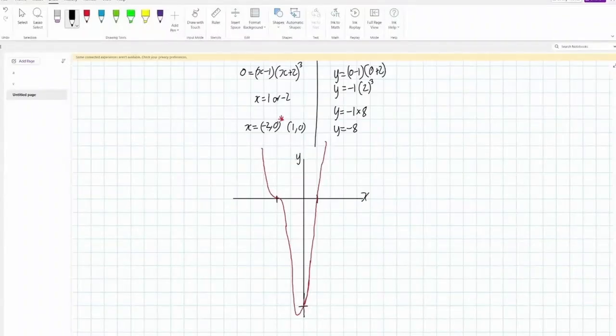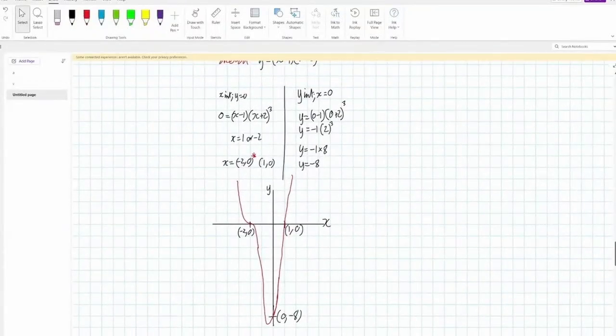So we've got y and x. Let's label our points. We have negative 2 comma 0. We have 0, negative 8. And then we also have 1 comma 0 here. And then that is how you draw a cubic where, sorry, a Quartic where one of the points is cubed and the other one is just a regular point. And so that's where we're going to leave it for today, guys.